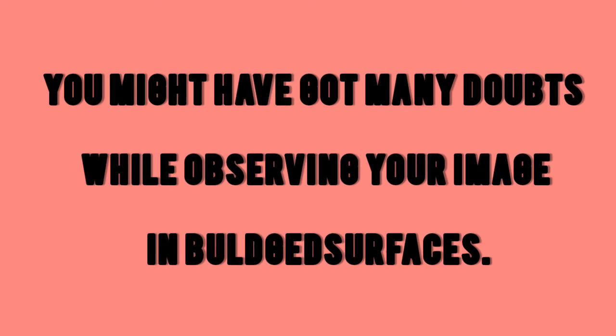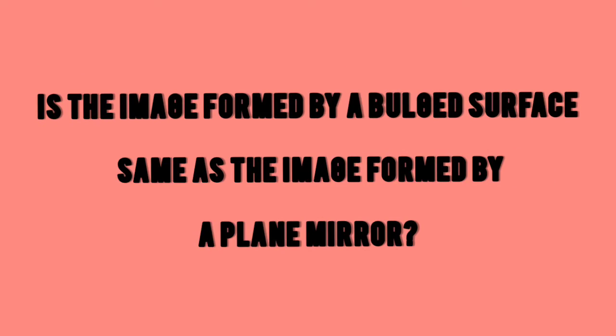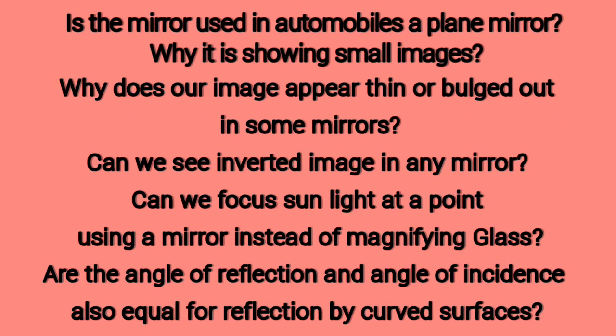You might have had many doubts while observing your image in bulging surfaces. Is the image formed by a bulging surface the same as the image formed by a plane mirror? Is the mirror used in automobiles a plane mirror? Why does it show small images? Why does our image appear thin or bulged out in some mirrors? What happened to those mirrors? Can we see an inverted image in any mirror?